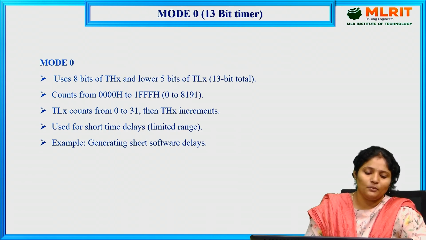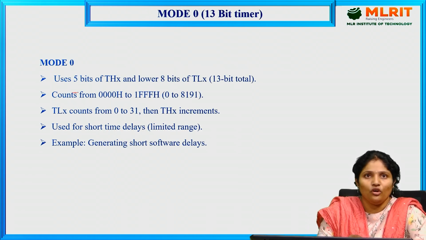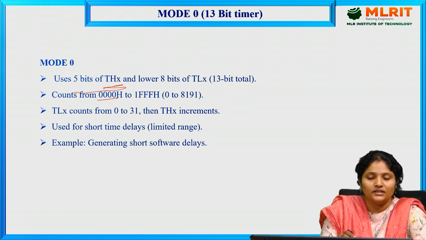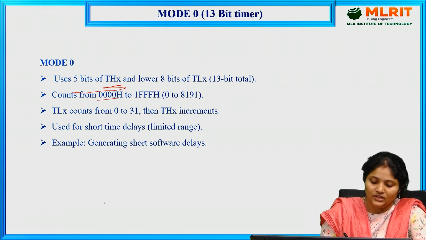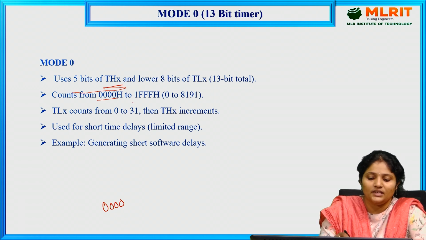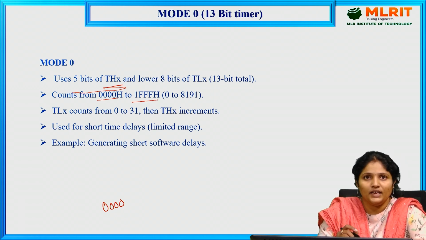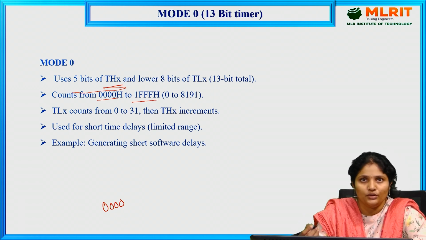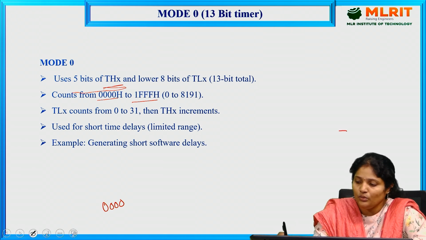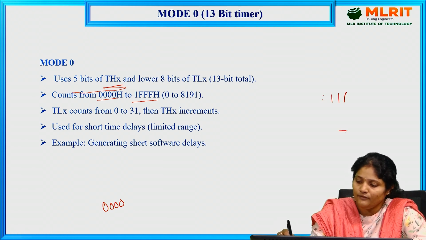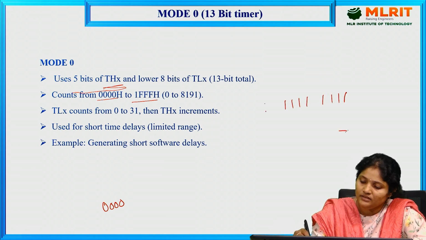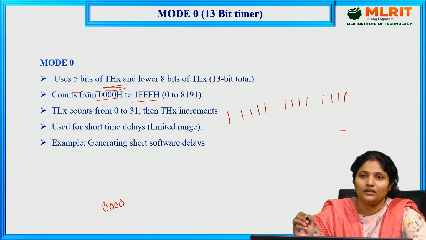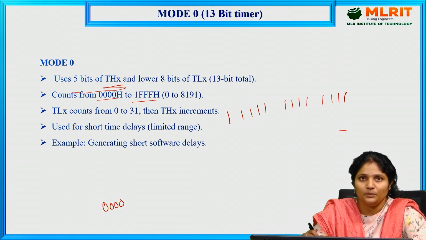Coming to mode 0, the 5 bits of the higher byte of the timer and the 8 bits of the lower byte of the timer are used. So the minimum starting value is 0000 and the maximum is 1FFF. Why 1FFF? As I already told you, it is a 13-bit timer: 1, 2, 3, 4, 5, 6, 7, 8, 9, 10, 11, 12 and 13. So the maximum size will be 13 ones.